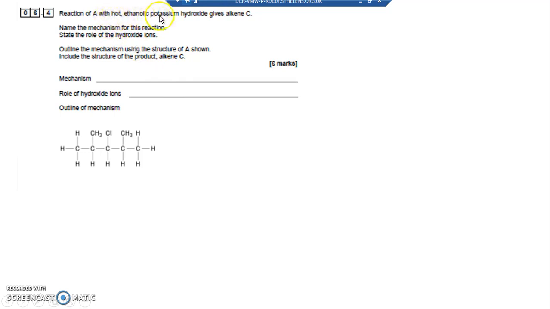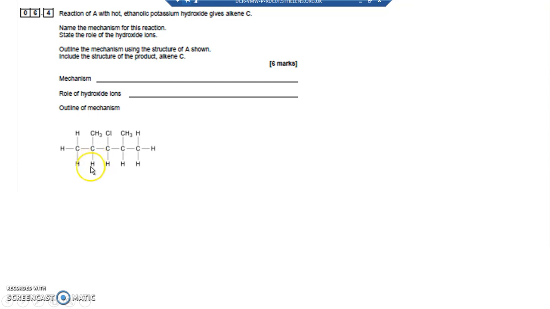With hot ethanolic potassium hydroxide, so with hot, ethanolic means there's ethanol present. This time you don't get nucleophilic substitution. The OH minus doesn't attack that C. What it attacks is, if you go find the C with the Cl, there it is, there's the C with the Cl, and you go along another C. Either way, it doesn't matter in this case because it's completely symmetrical. You go along another C, from the C with the Cl, and you identify hydrogen bonded to that C, which is that hydrogen there.